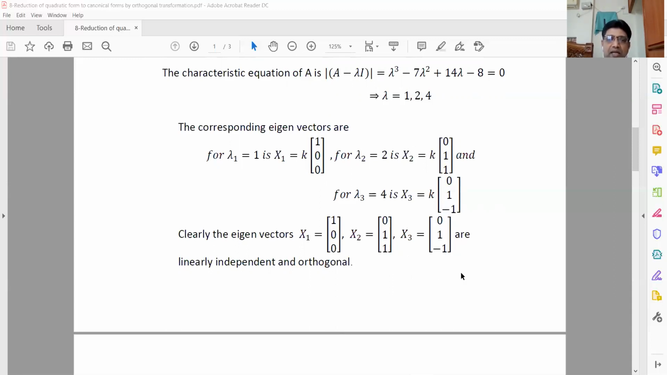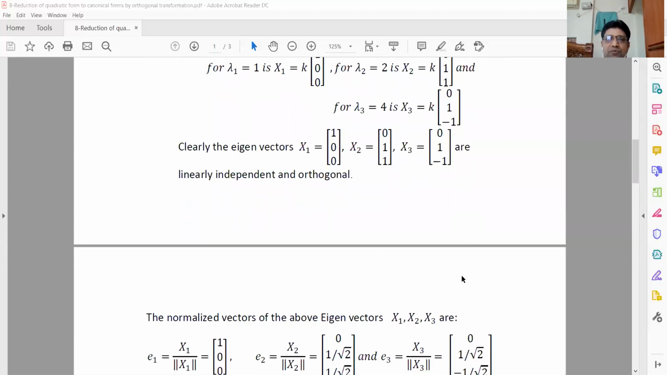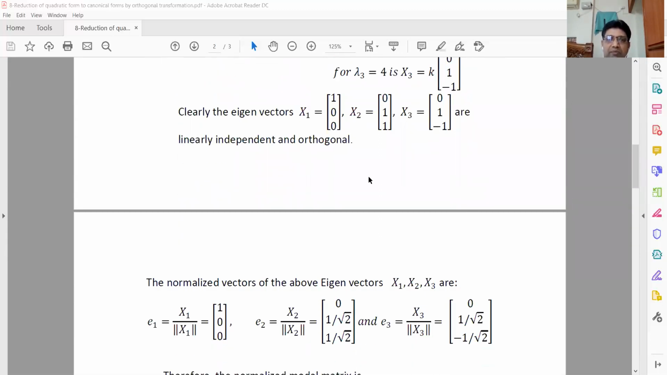Now we have to construct the modal matrix. If you construct the modal matrix P by taking these vectors as column vectors, that is P equals x1, x2, x3. That is known as the modal matrix.